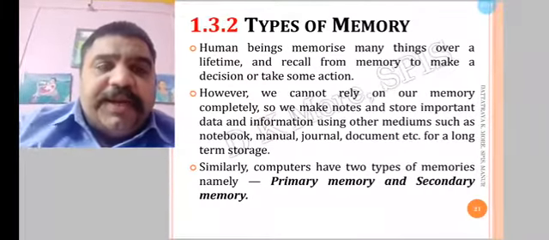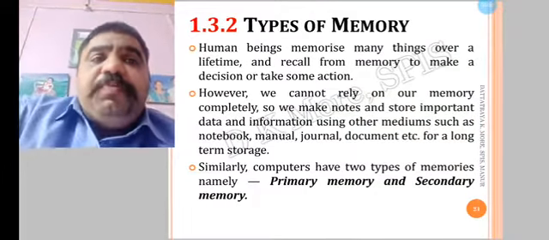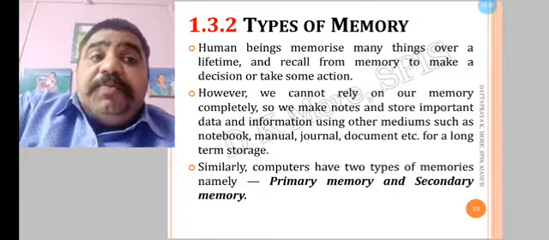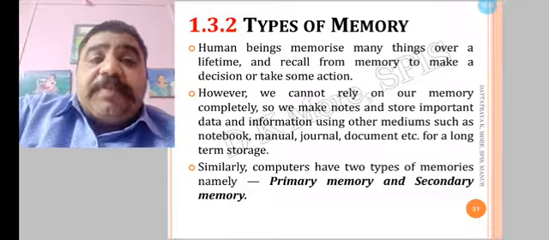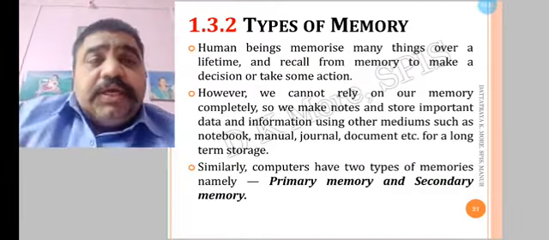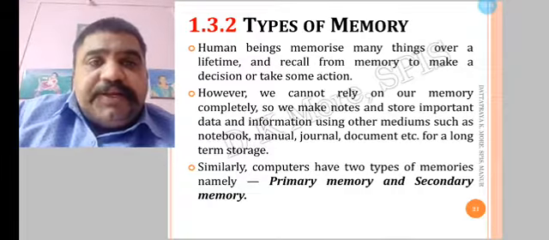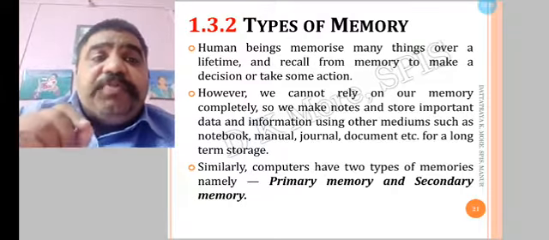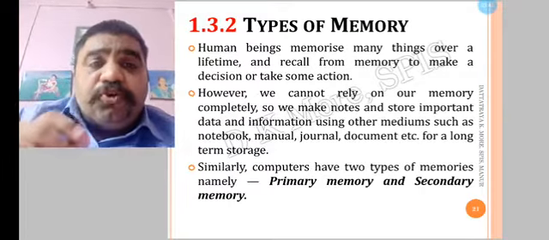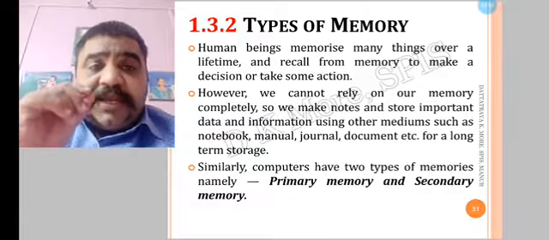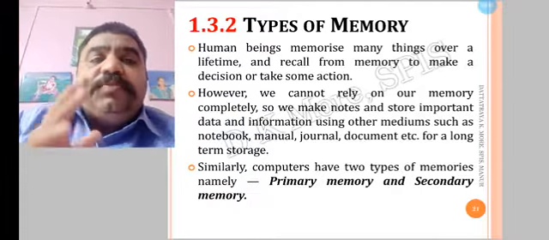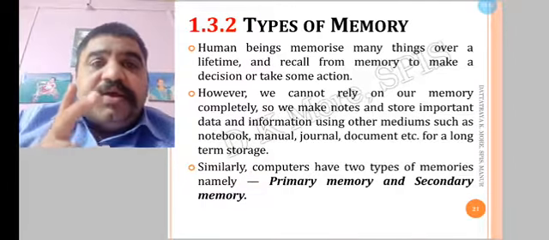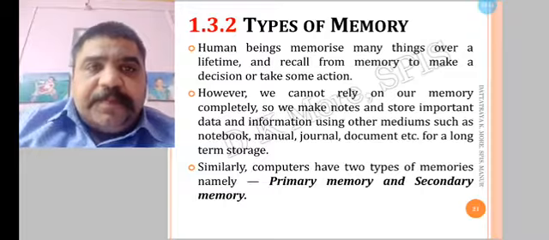The types of memory. Let us move towards the types of memory. Human beings memorize many things over a lifetime and recall from memory to make a decision or to take some action. However, we cannot rely on our memory completely, so we make notes and store important data and information using other mediums such as notebooks, manuals, journals, documents, etc. for long-term storage. Similarly, computers have two types of memories, namely primary memory and secondary memory.